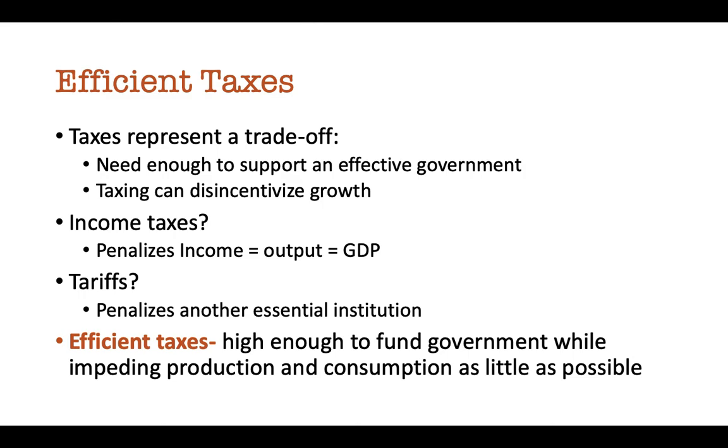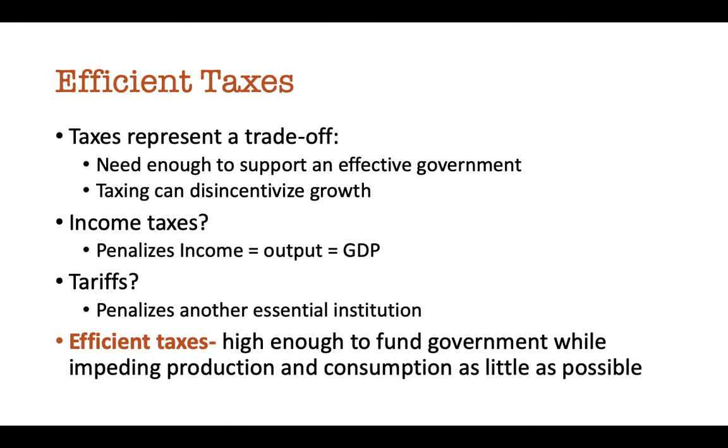In the United States, we use income taxes quite a bit. An income tax is basically a penalty on real GDP per capita, right? Because GDP is income. So we don't want income taxes to be too high, or it disincentivizes people from generating that income. And if we think about taxing other countries' output using tariffs, then we're limiting international trade, which was another institution that we said was important to growth on the last slide.